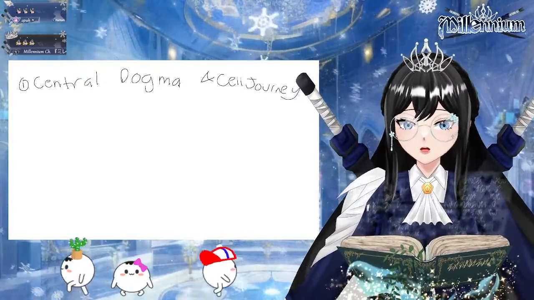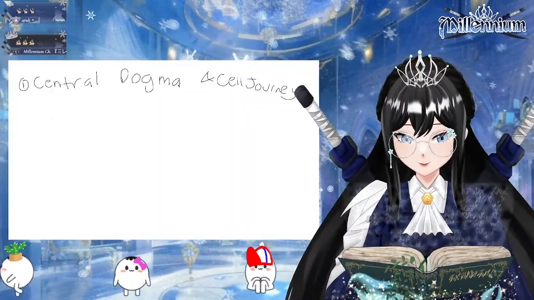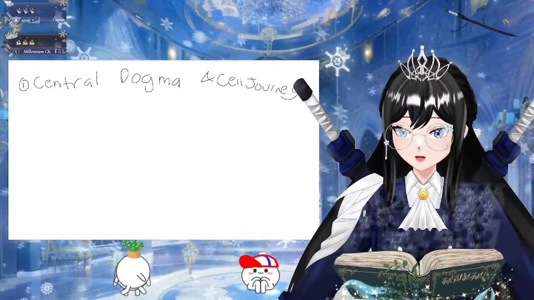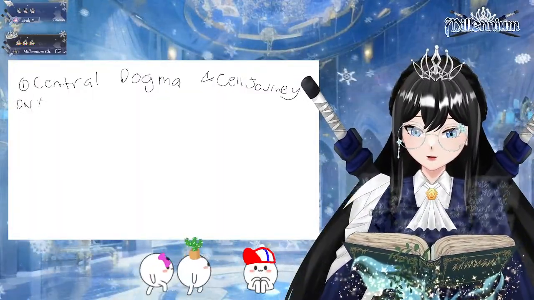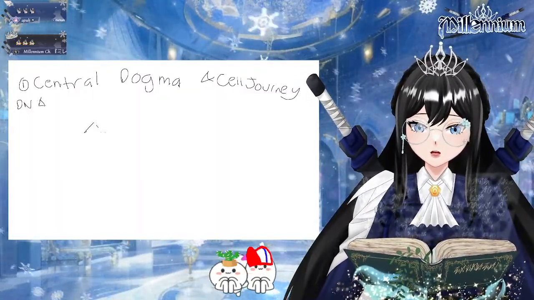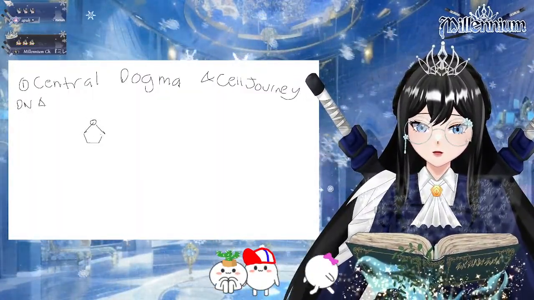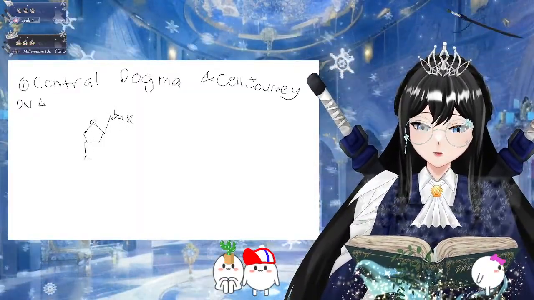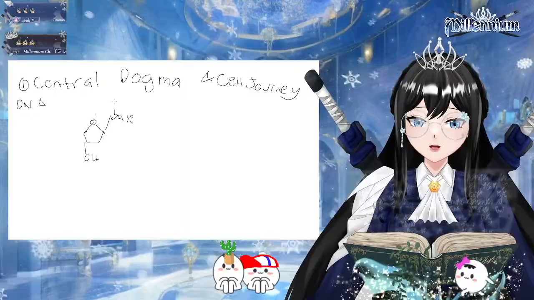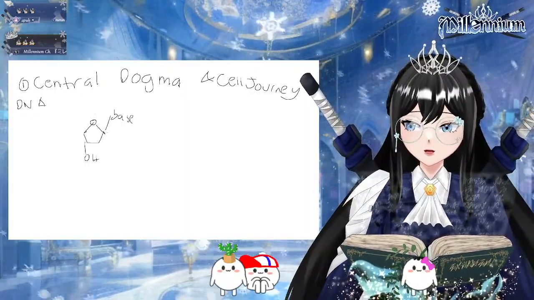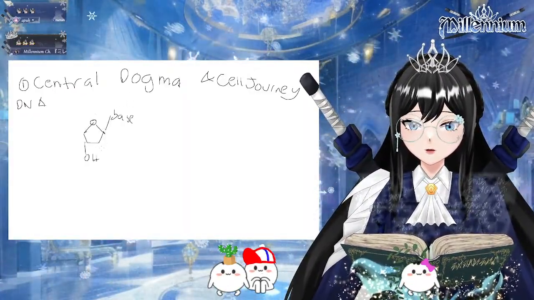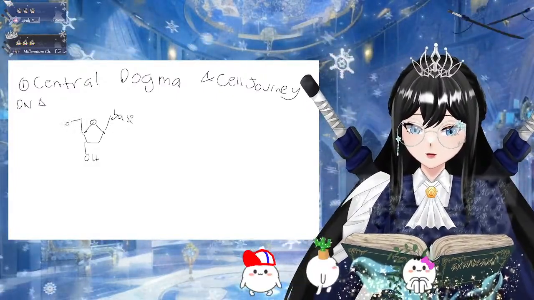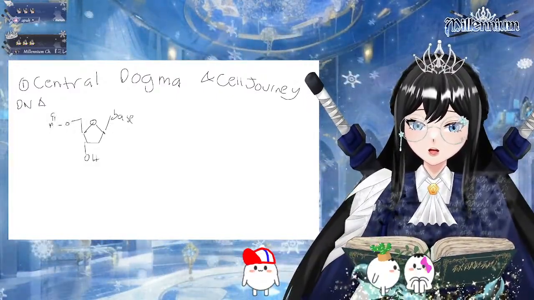So this is how it looks. You have the DNA. This is the sugar, and this is the base, and you have the OH here. DNA is deoxyribonucleic acid. Meanwhile, RNA would have something here at the second carbon. So right now we're drawing DNA.